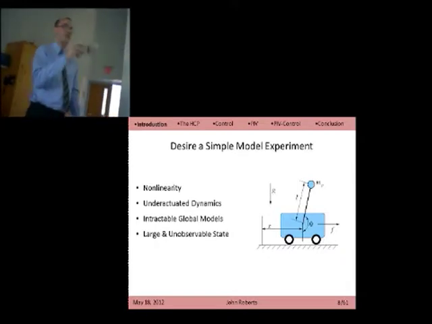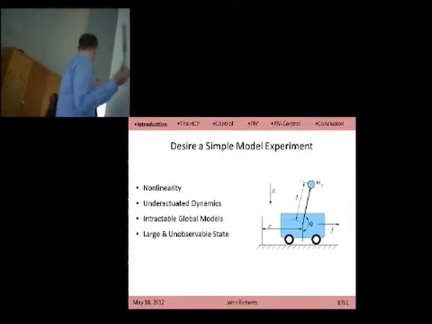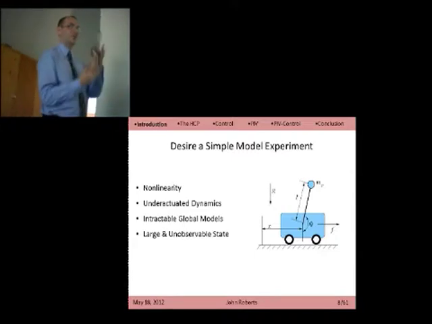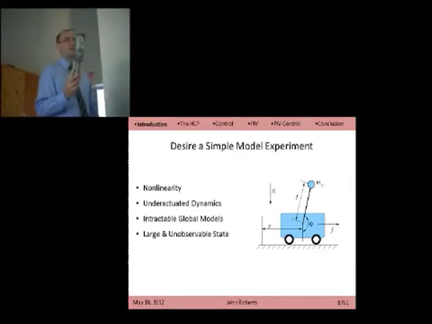The thing is that you can't apply a torque directly. You can't just twist it. If you want to control it, you have to move your hand underneath and control both your hand position and the angle of this pole at the same time.